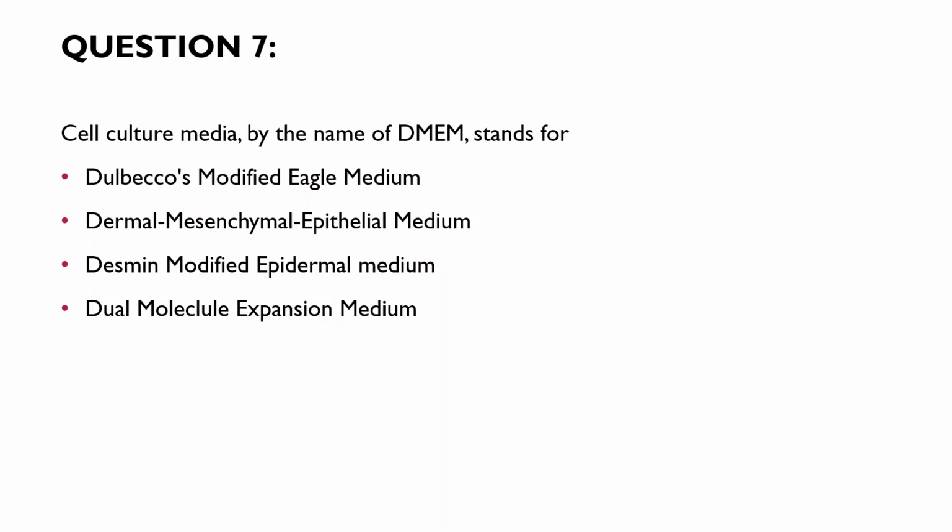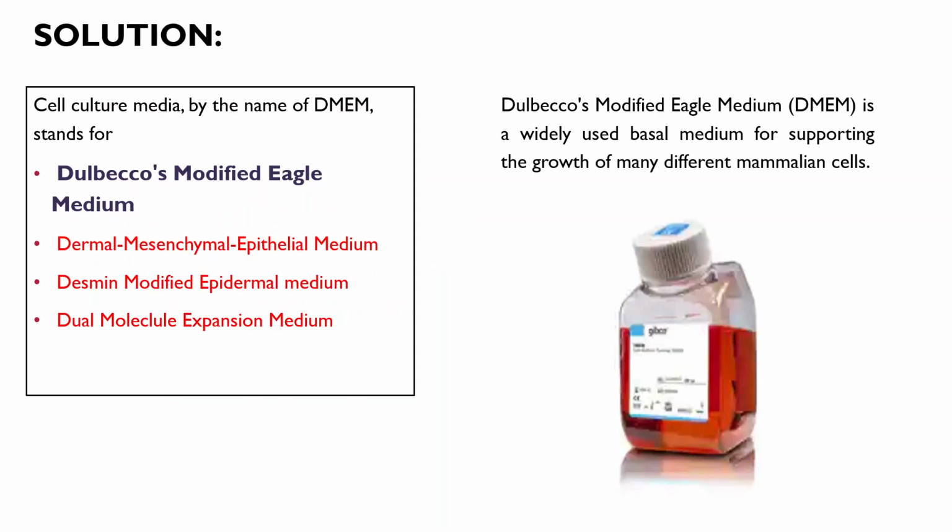Now let's find out the right option for this question. The cell culture medium by the name of DMEM stands for Dulbecco's Modified Eagle Medium. This is a widely used basal medium used for supporting the growth of many different mammalian cells.